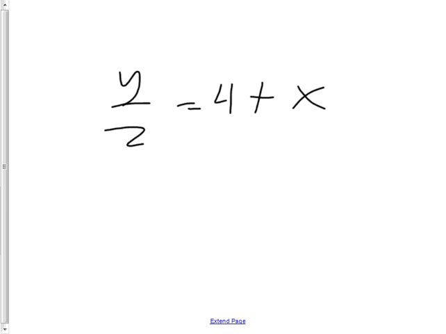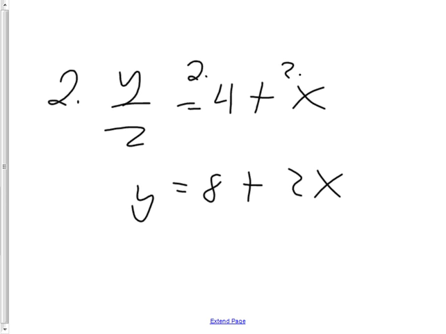This one, y is not quite a function of x because y isn't alone yet. So multiply by 2. And you multiply by 2 here and here and here. And now y equals 8 plus 2x. Now is y a function of x? Do you get why it wasn't a function of x before? Because it wasn't solved yet. All right, how about this?